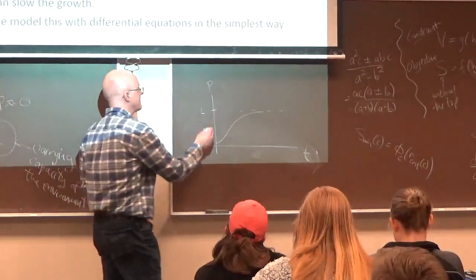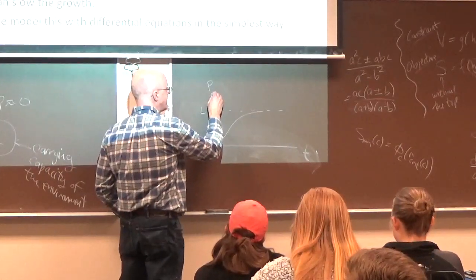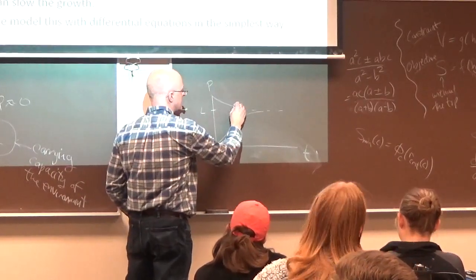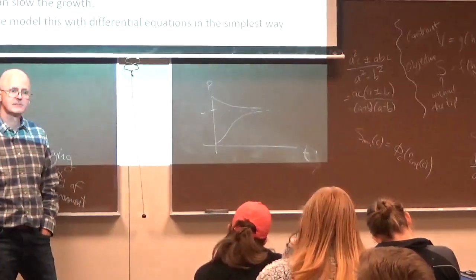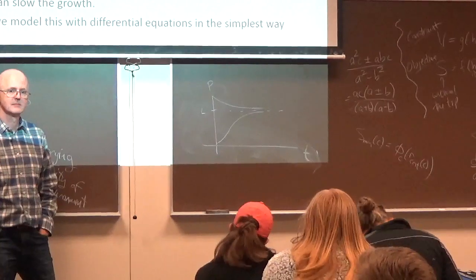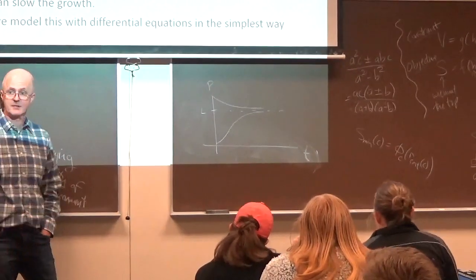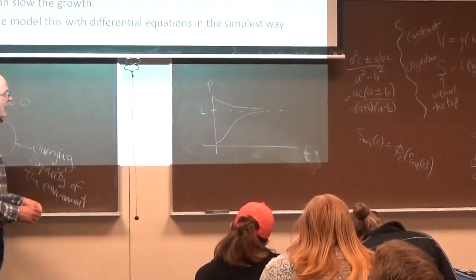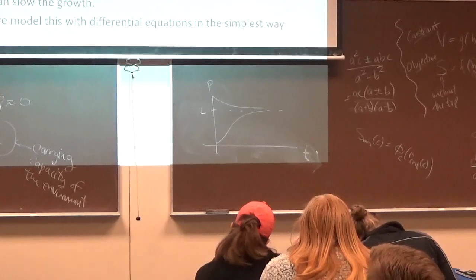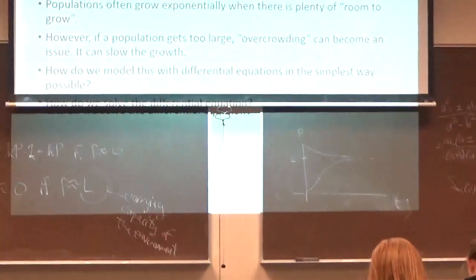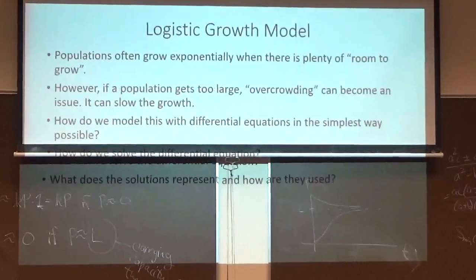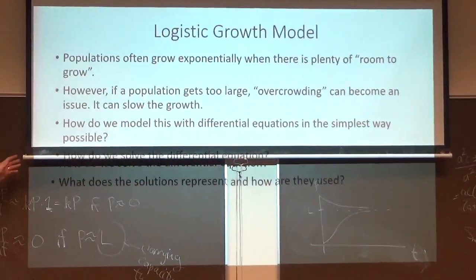It also turns out with this model, if the initial population is really high, the deaths outweigh the births, and you actually have a decay in the population toward L. Those are a couple of typical solutions. How do you find formulas for functions like that? How do you solve the differential equation? And what do the solutions represent and how are they used?